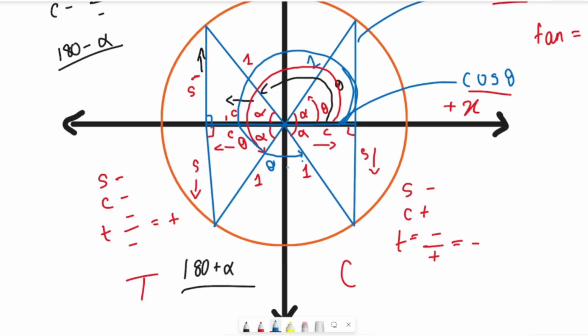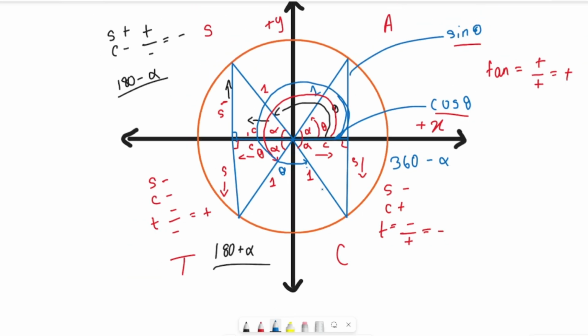So this is theta, and notice that a circle has 360 degrees at its center. So what I can write is that to find this whole angle theta, I can subtract alpha from 360. So I can say that this is 360 minus alpha, which gives me the whole angle theta. So this is where the derivation for ASTC comes from: all trigonometric functions are positive in the first quadrant. This is the first quadrant. Only sine is positive in the second quadrant.